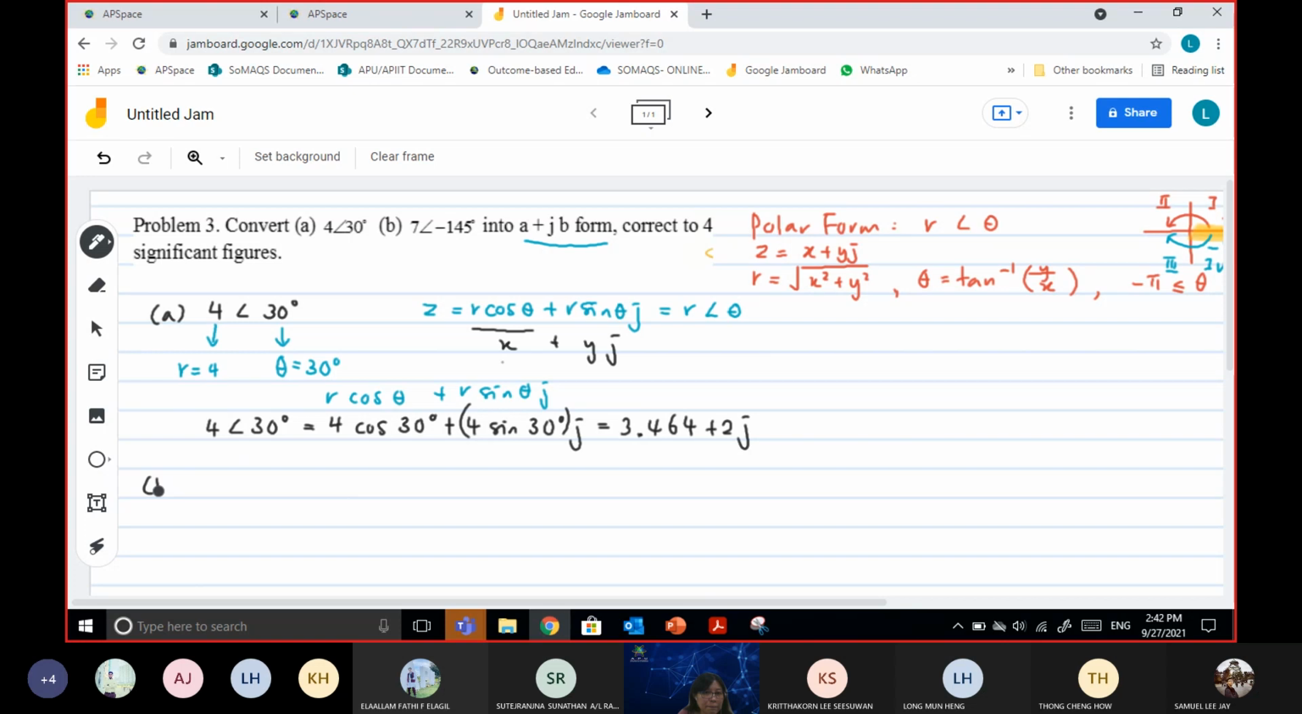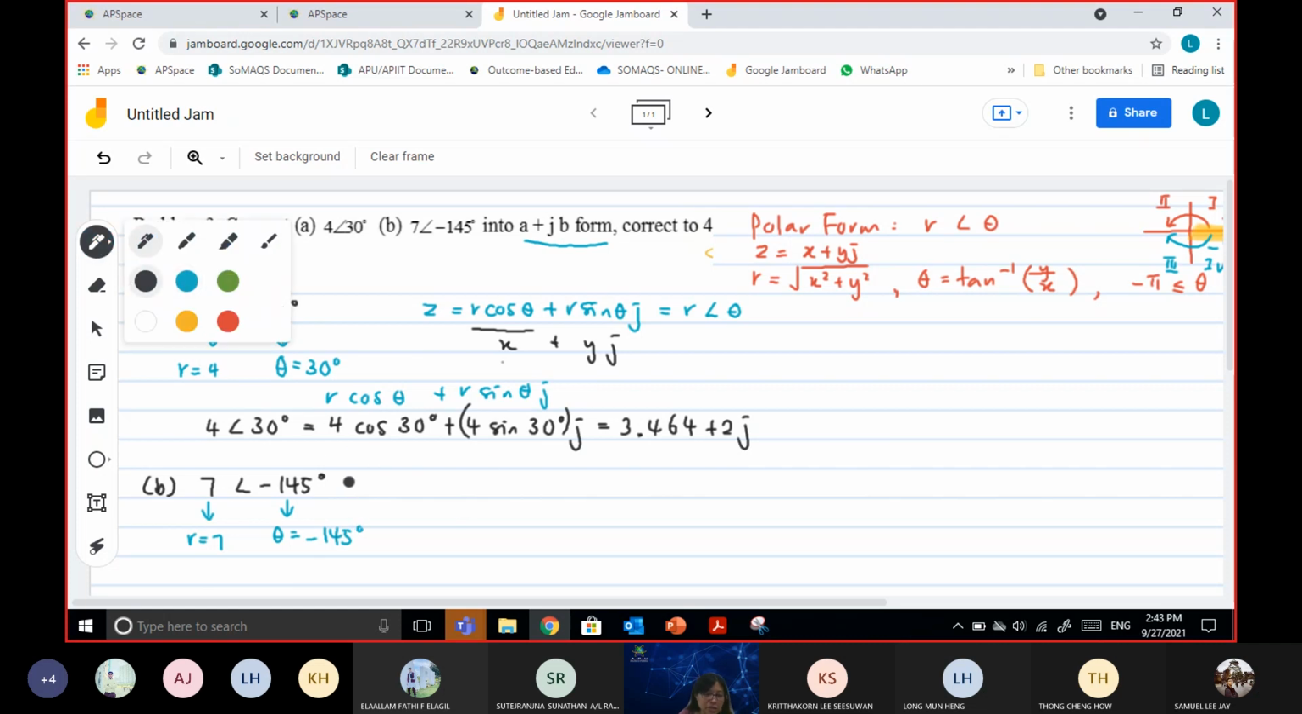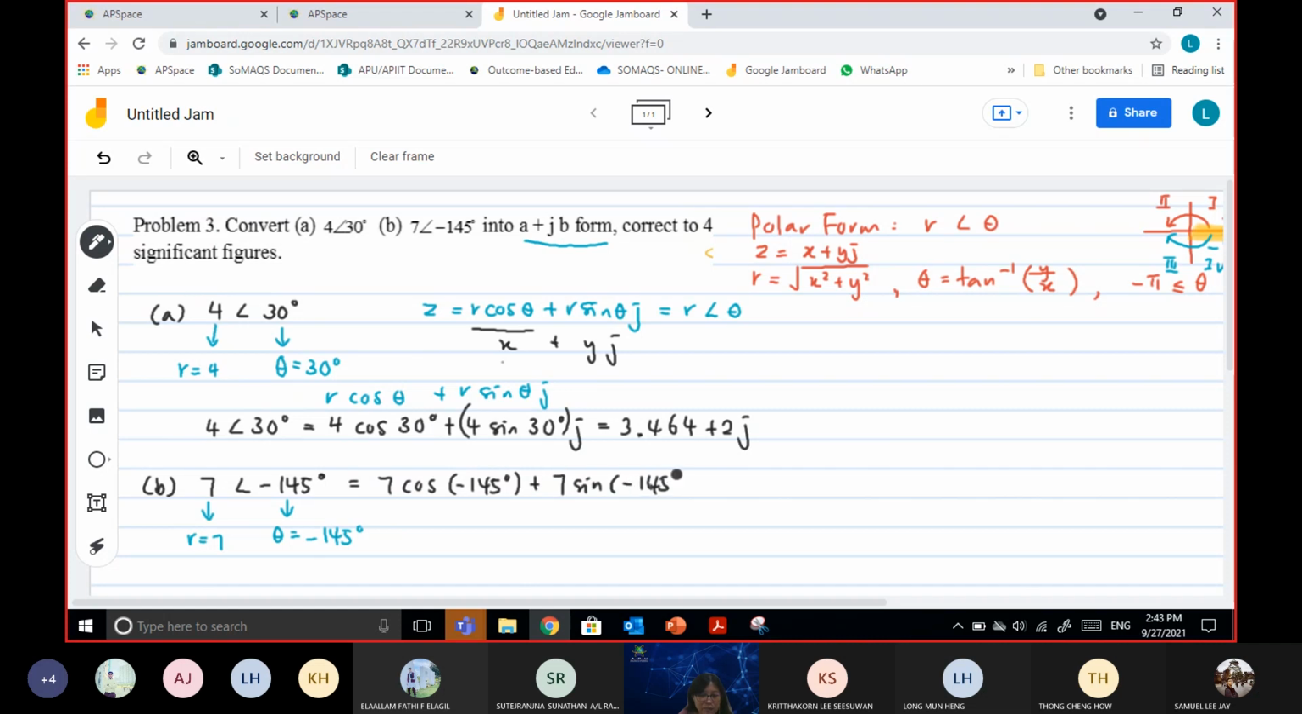Now part B. Part B is 7 angle negative 145. It is also very simple. Identify what r is and what theta is. So r is 7 and theta is negative 145. Then you just continue to calculate your answer as 7 cos negative 145 plus 7 sine negative 145 j. Then let's calculate the answer.